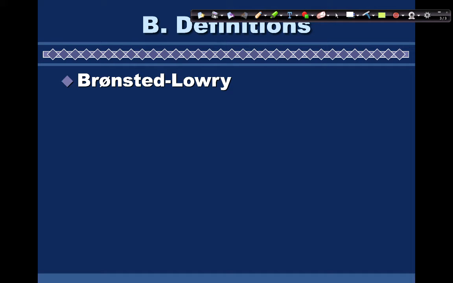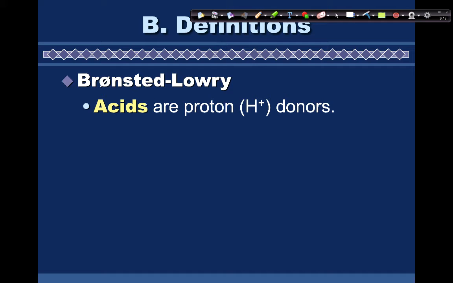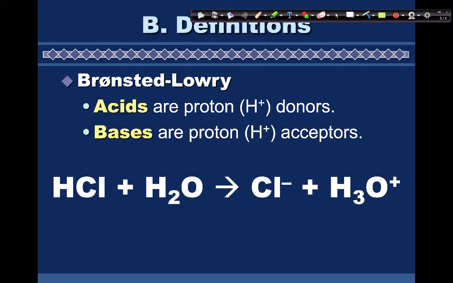Okay, Bronsted-Lowry definitions, this is the one that we primarily use. Acids are going to be proton donors. Bases are going to be proton acceptors. So you cannot have an acid without a base here. If I'm looking at this particular reaction, HCl with water, that hydrogen gets moved to the water to create hydronium. So this would be the acid.